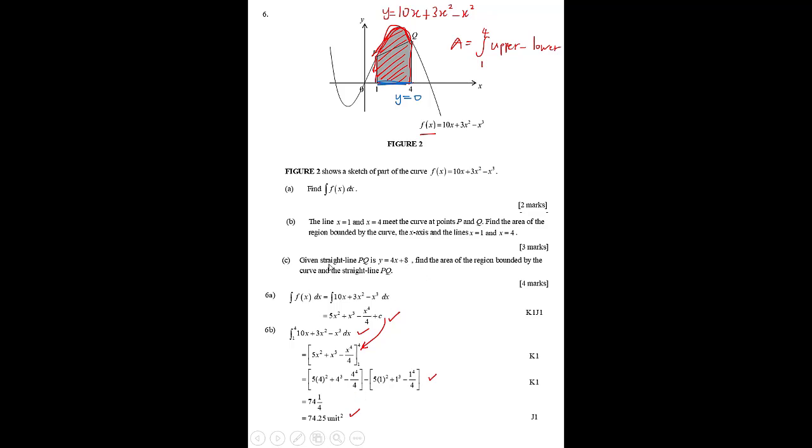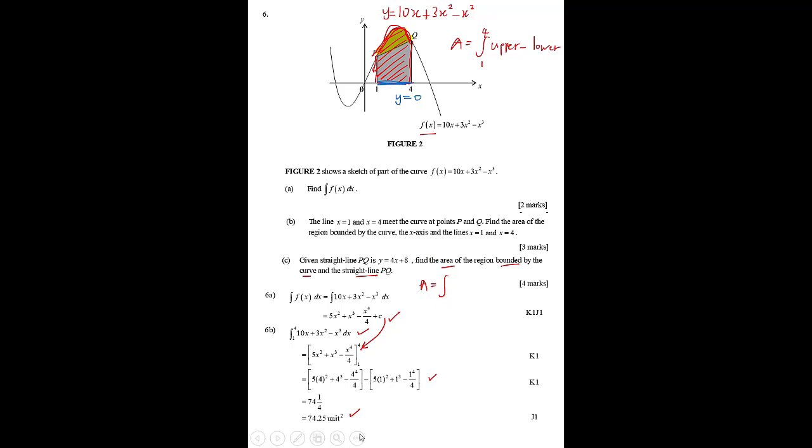Okay, next for question C, you need to find the area bounded by the curve and the straight line PQ. So to find the area, the area for C is actually the area between the curve and the line PQ. So that is the area you need to find.